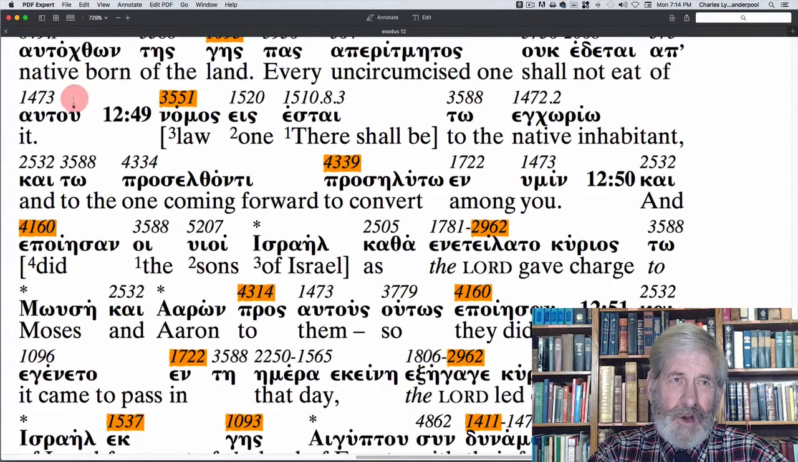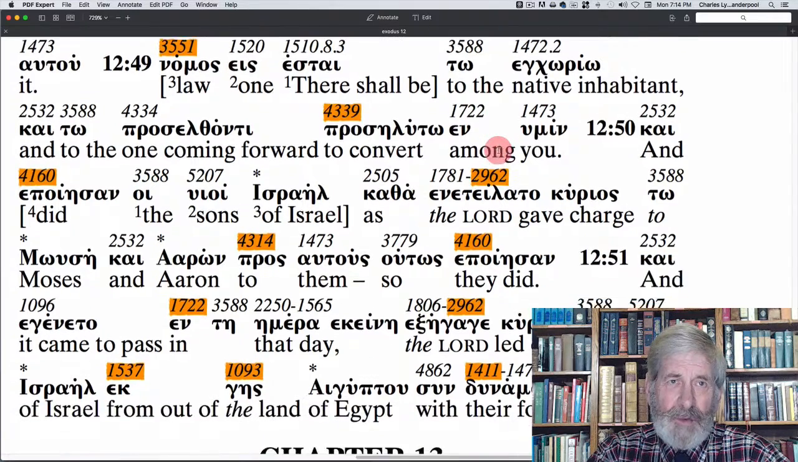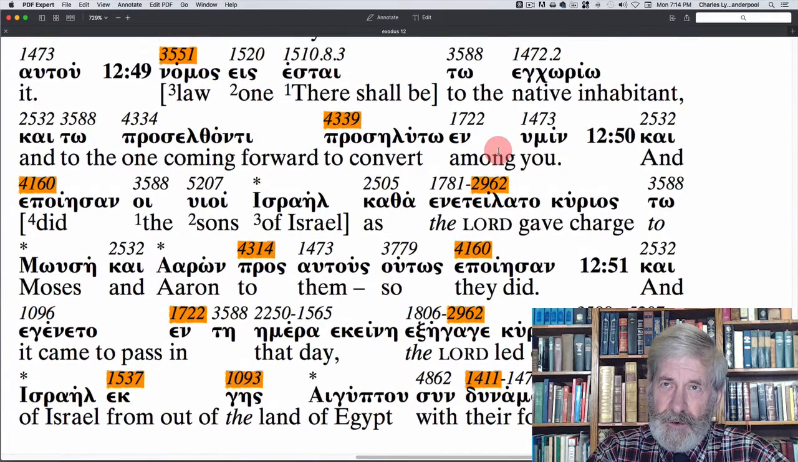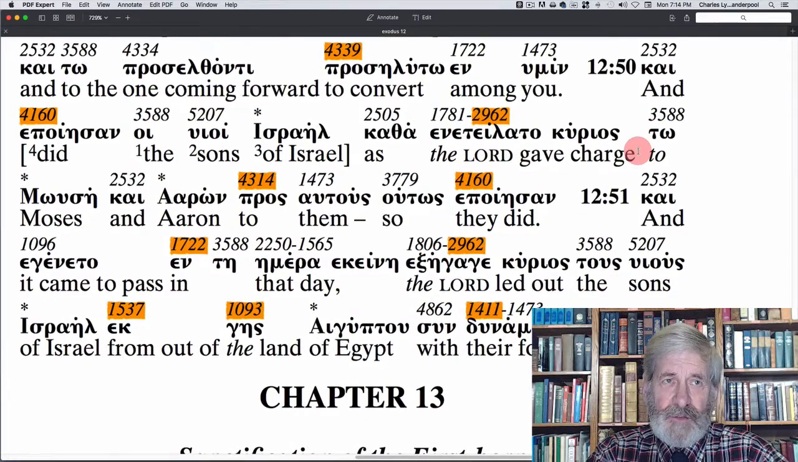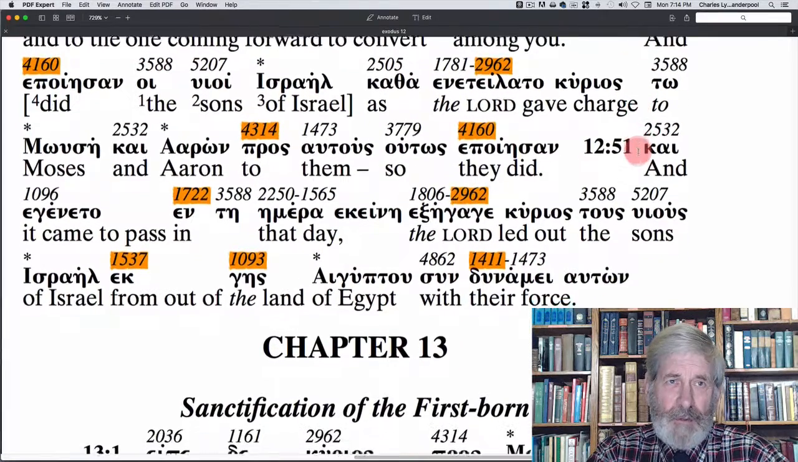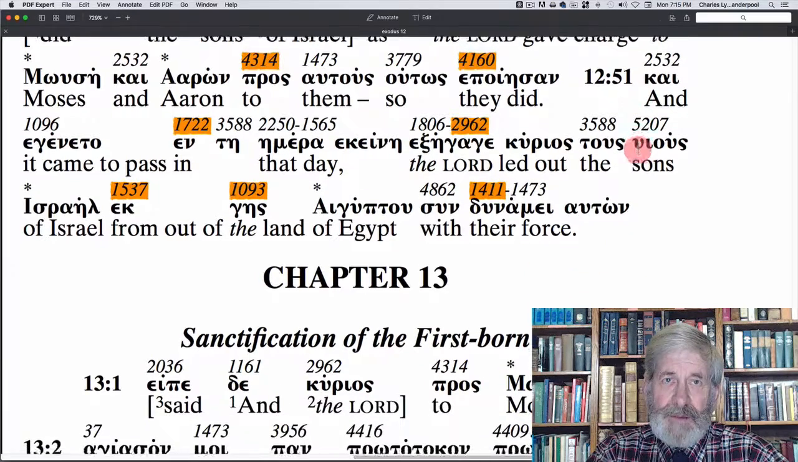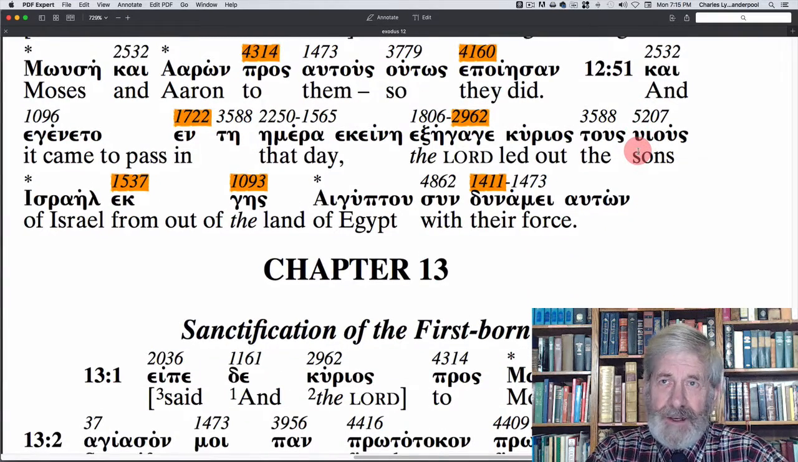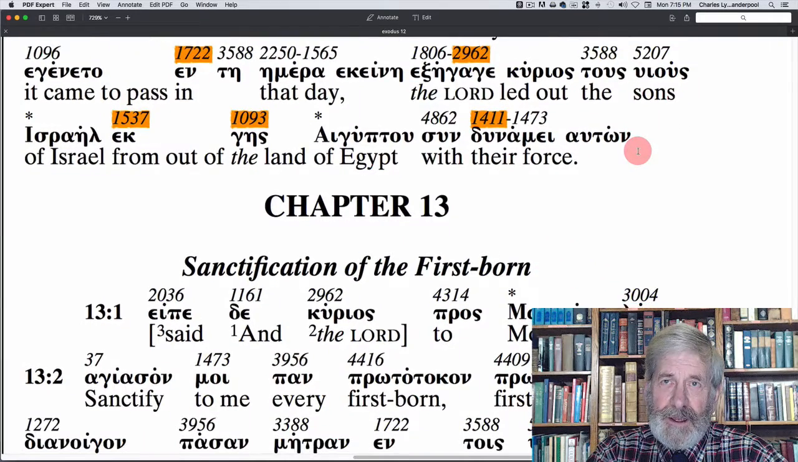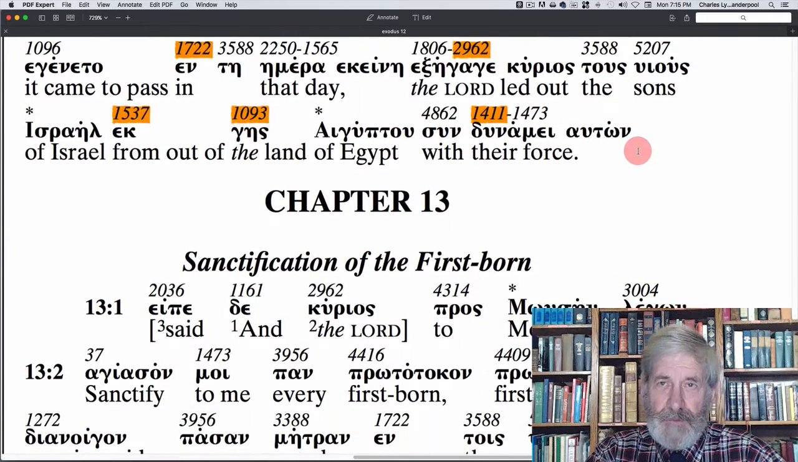Well, now it does call it here, it's of the masculine, so of it. There shall be one law to the inhabitant and to the one coming forward to convert among you. So if he becomes a convert, then you are not to make a distinction. And the sons of Israel did as the Lord gave charge to Moses and Aaron to them. So they did. And it came to pass in that day, the Lord led out the sons of Israel from out of the land of Egypt with their force.